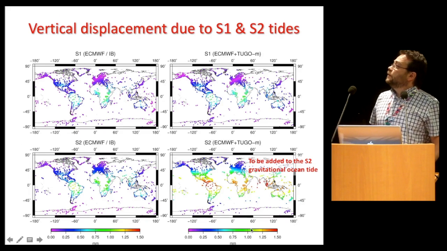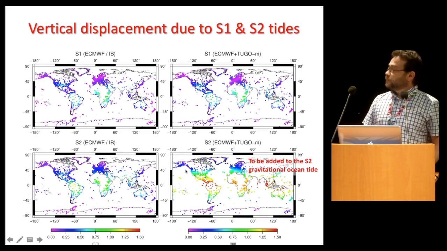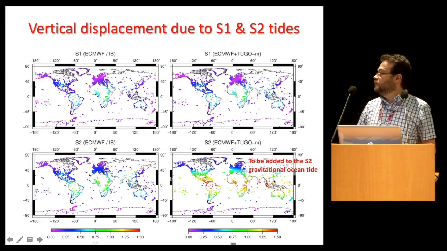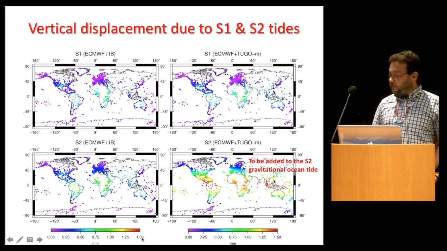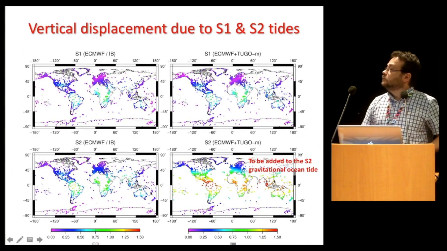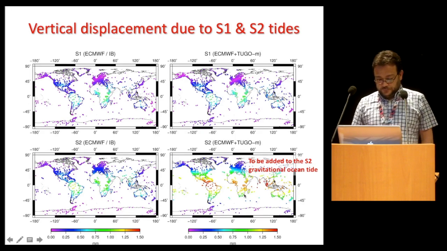And just here, again, the amplitude of the air tides, the vertical displacement due to air tides, is at the millimeter or 2 millimeter level. Of course, it's larger around the equator. And don't forget here for the S2, you have to add the ocean tide too.